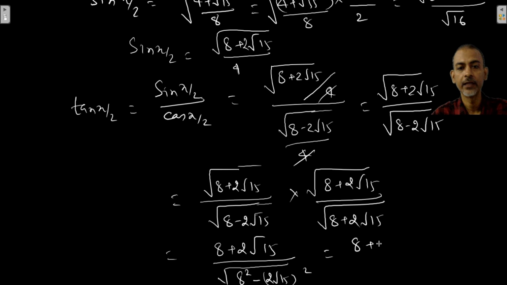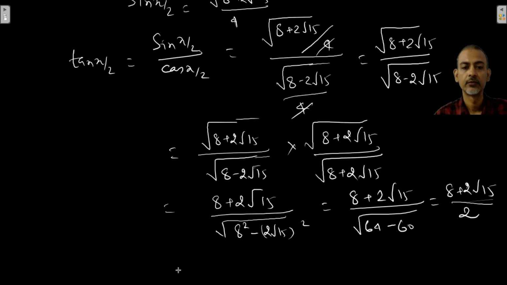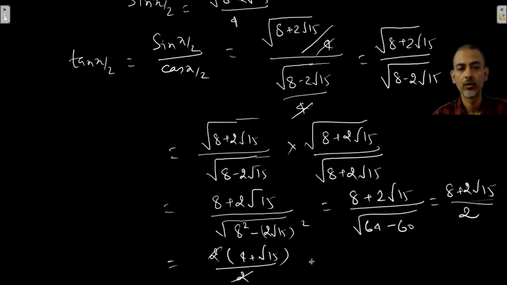So the top you got 8 plus 2 root 15 divided by, this is 64 minus 15 into 4, this will be 60, right? So this will be 8 plus 2 root 15, and this will be 4 square root of 4, so you take 2 out, right? And then further you take 2 common from the top, so you will get 4 plus square root of 15 divided by 2, then 2 will cancel out, and you will get 4 plus square root of 15. Alright, so this is what you were supposed to get.